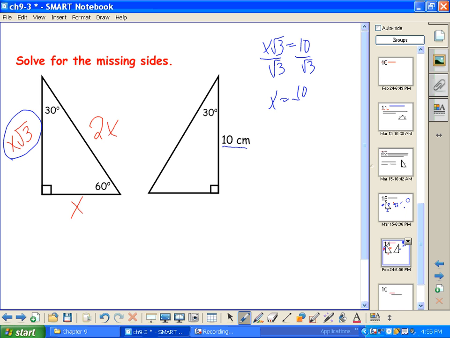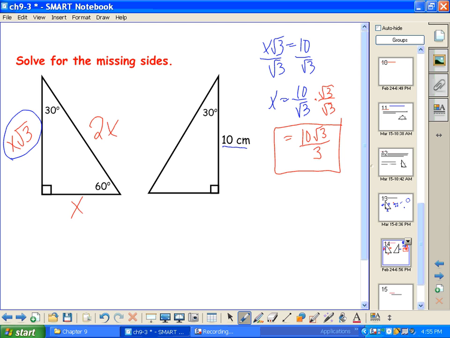Once again, I run into the problem where I have a radical in the denominator. To get rid of it, I need to multiply both numerator and denominator by radical 3. Cleaning it up, we have 10 radical 3 over 3. This is an acceptable answer. Do not take 10 divided by 3 and get 3 1/3. Just leave your answer as is.